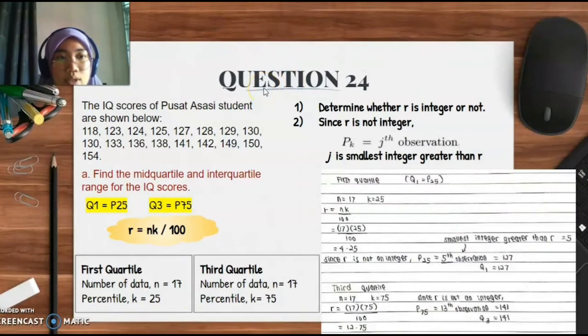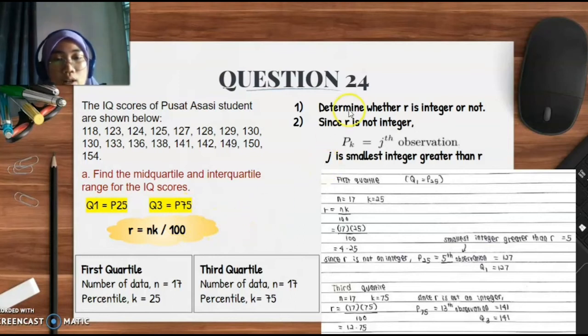I will explain question 24. For question 24, we need to find the mid-quartile and inter-quartile range for the IQ scores. We know that the first quartile is equal to the 25th percentile and the third quartile is equal to the 75th percentile.